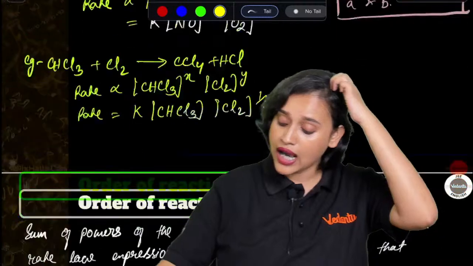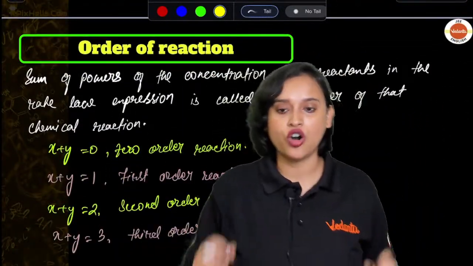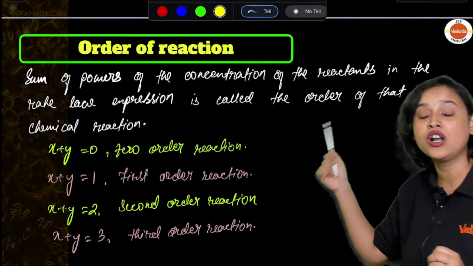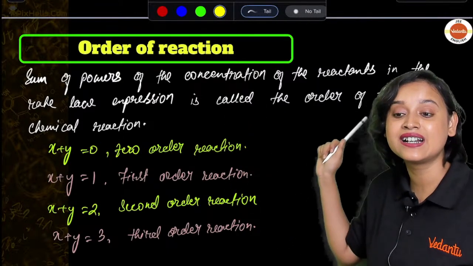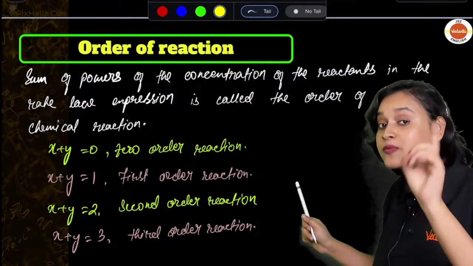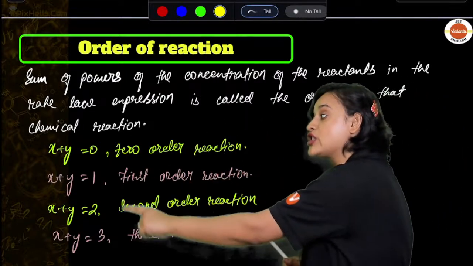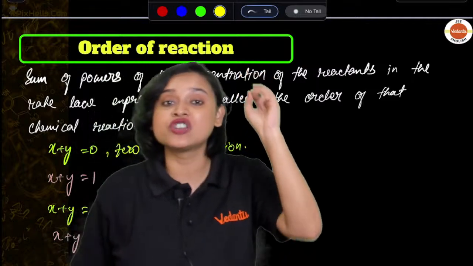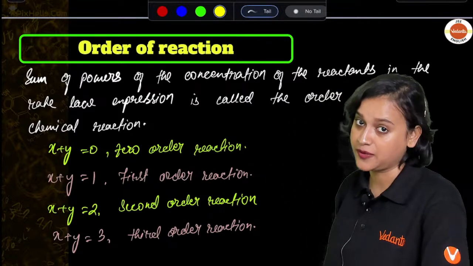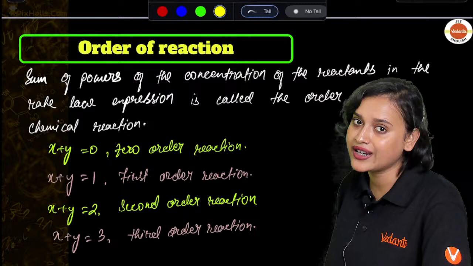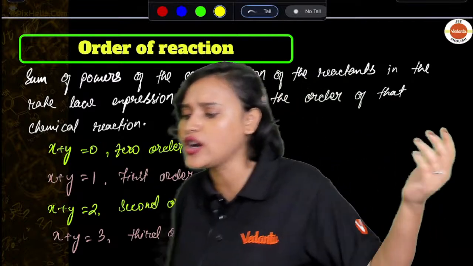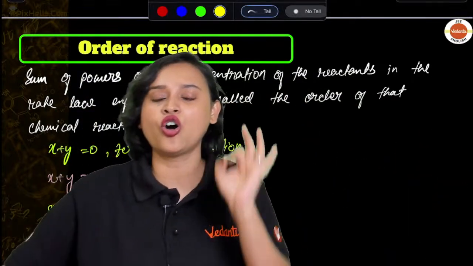Now guys, let us come to the order of a reaction. So what is order? Order is basically the sum of the powers of the concentrations of the reactants in the rate law expression. That is called the order of the chemical reaction. So if the exponents, which are experimentally determined, are X and Y, then X plus Y is your order of reaction. If X plus Y is equal to 0, then it is a zero order reaction. If it is 1, it is a first order reaction. If it is 2, it is a second order reaction, and so on. If X plus Y is equal to n, then it is an nth order reaction.